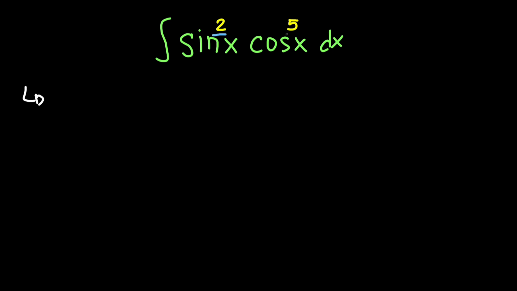In our case, we have 2 and 5 in here. 5 here is an odd number. Whenever we have an odd exponent within the combination of these two, just focus on the one with the odd exponent and just leave the one that has an even exponent first. So this would be the integral of sine squared of x.